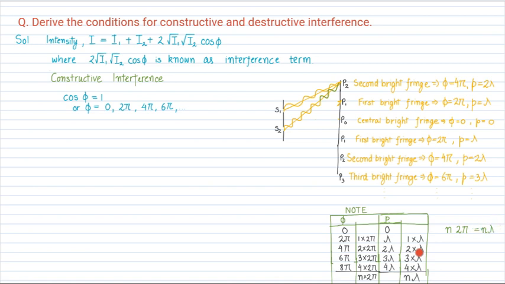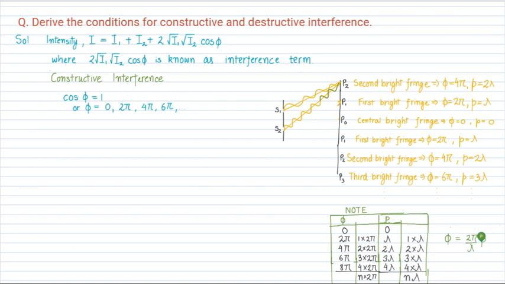Fine. So from here, this is your phase difference phi and this is your path difference p. So can I derive a relation between your phase difference and p? The answer is yes. Let us suppose phi equals 2 pi by lambda times p.